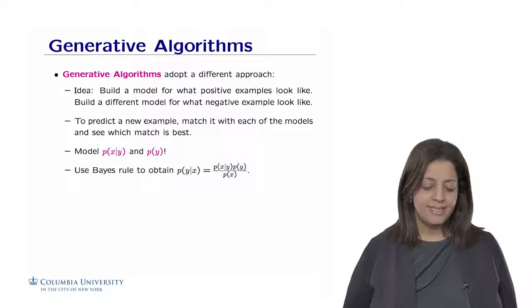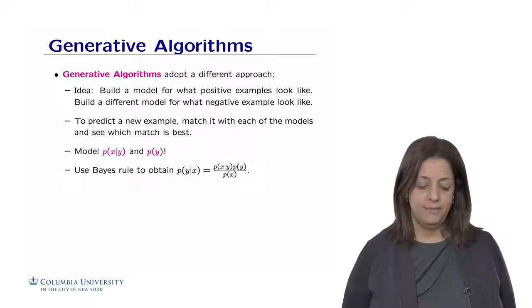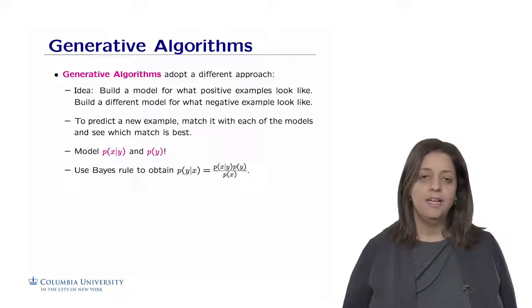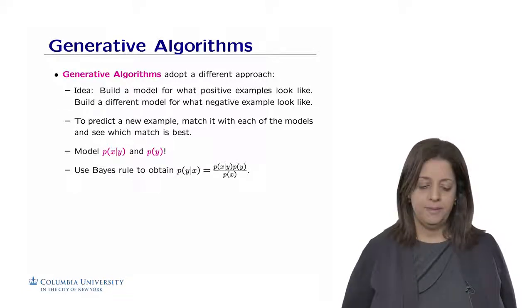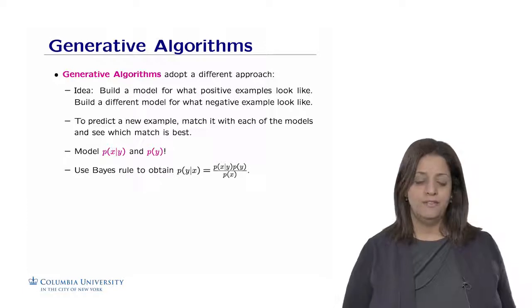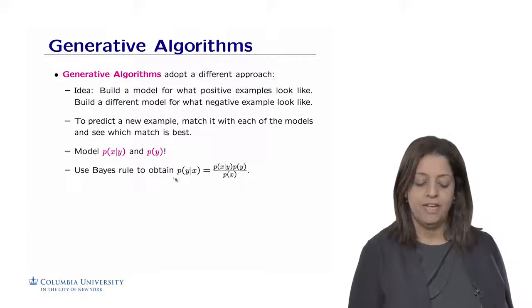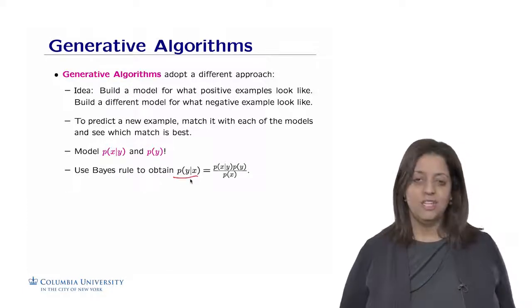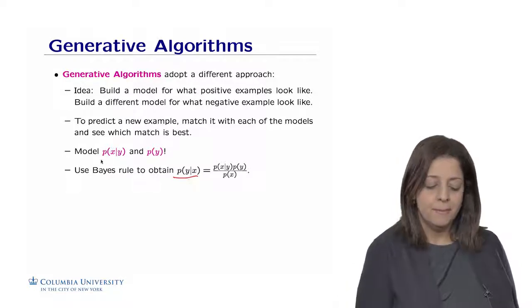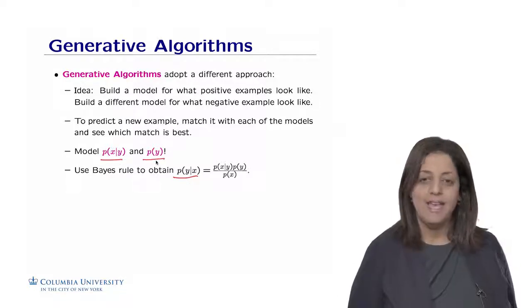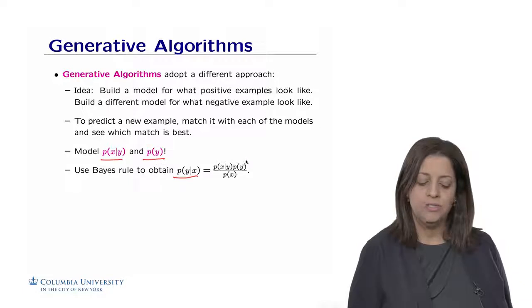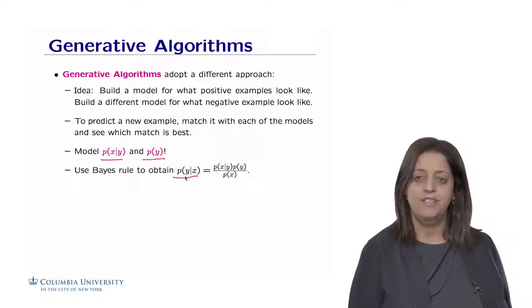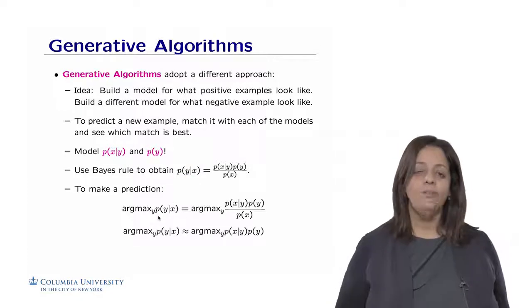So I'm modeling in this case the probability of the data given the label and the probability of the label. And we're going to use Bayes' rule in order to flip the probability, right? In discriminative algorithms, we are modeling P of y given x. In generative algorithms, we are going to model P of x given y, model P of y, and then use Bayes' rule in order to flip the probability and have an estimation of the probability of the label given the data observed.